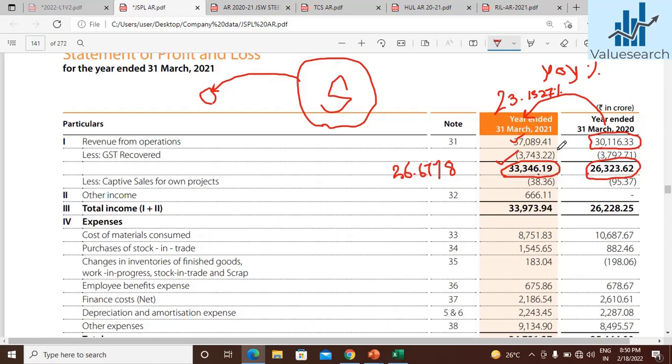Now why was it not deducted before this? It is because on standalone basis the company has considered this as a part of net revenue from operations. But as it is not sold to any external company, you haven't generated any revenue by selling it to any customer externally, so it is like an inter-segment transfer. That is the reason we are deducting this amount from this net revenue from operations. After that you have other income of 666.11 crore rupees. You are adding that to your net revenue from operations, and then you are arriving at total income.